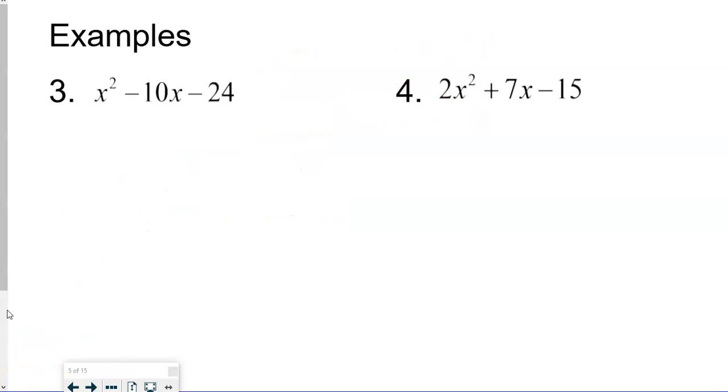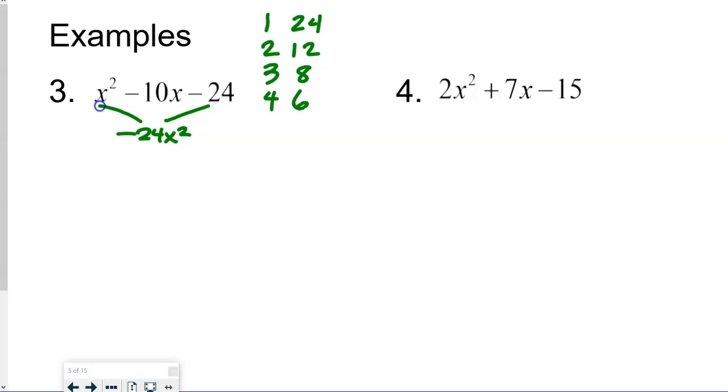So we're going to work some more problems, keeping in mind our process. Again, multiplying the first and the last, so we get negative 24x squared this time. So we're going to then talk about the factors of 24, and then we're going to deal with this negative. So we got 1 and 24, 2 and 12, 3 and 8, 4 and 6, right? Well, a couple things. One of those has to be negative because when we multiply a negative times a positive, we get a negative, right?